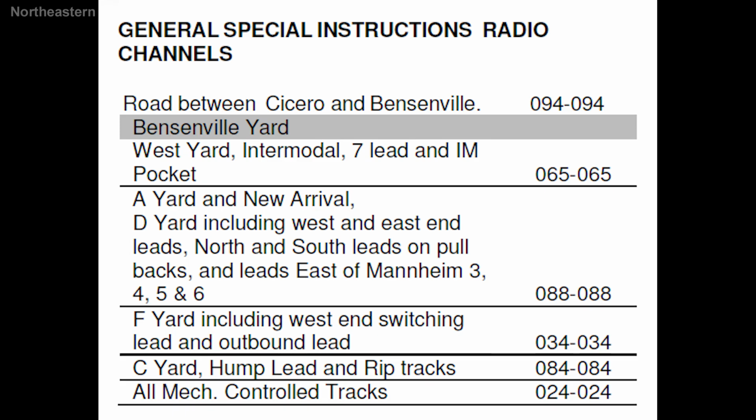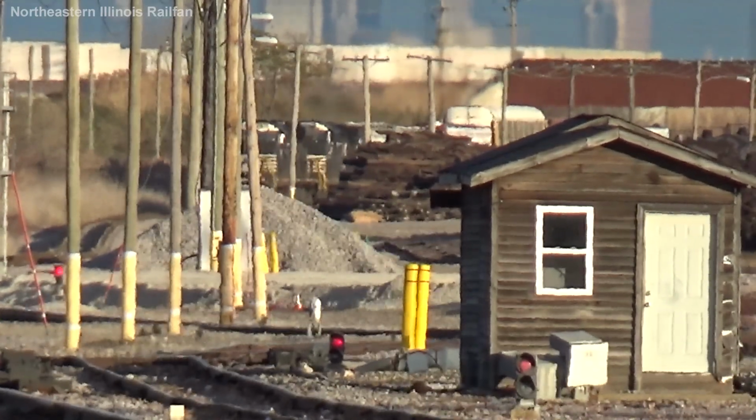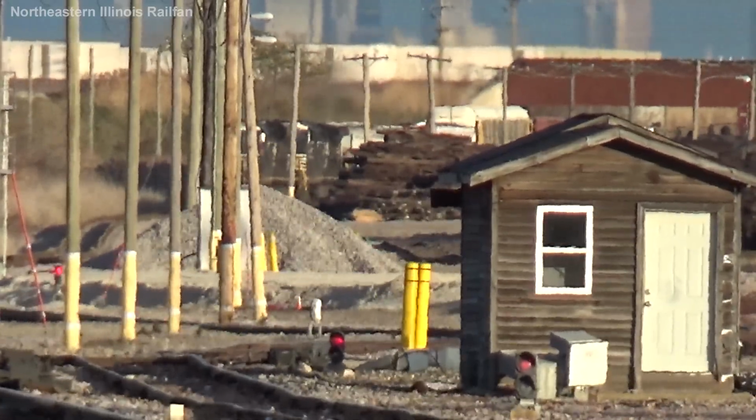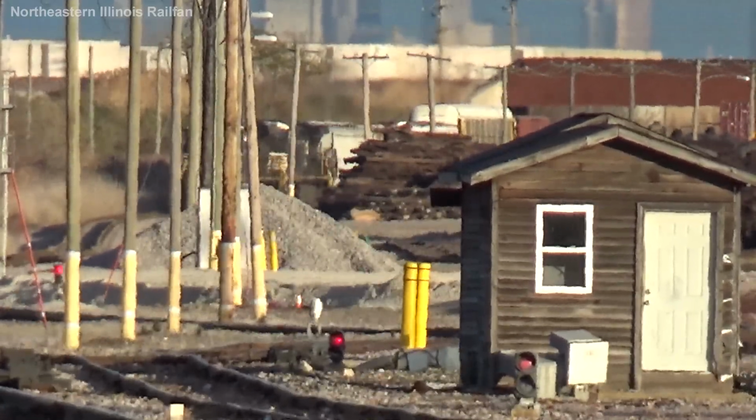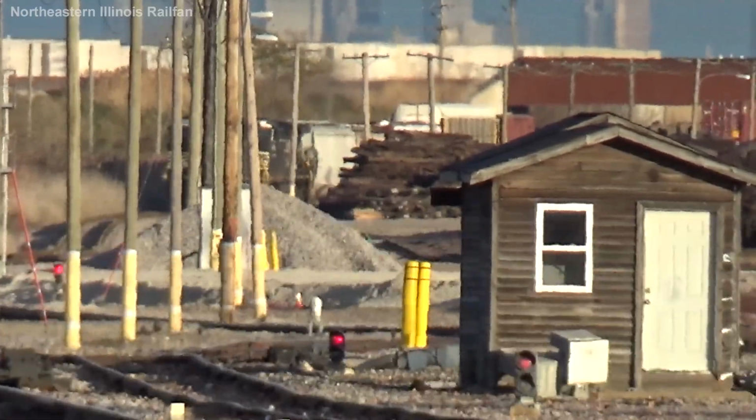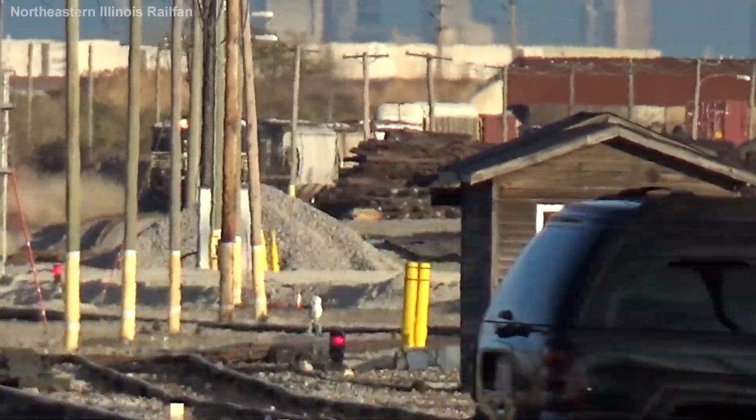Channel 84 is used in the C Yard, which was formerly the Hump Yard, but is now just a regular classification yard. Finally, Channel 24 is the Mechanical Department, and this channel actually uses a repeater. Any train leaving yard limits in either direction will either call the CPKC Elgin dispatcher to the east, or Tower B-17 to the west on the road channel for the sub, 94.